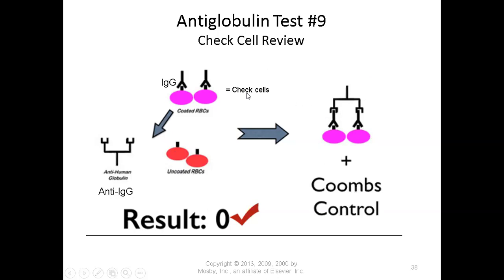So this is basically added to ensure that AHG was added, the AHG is functioning. And what it tells us is that it's truly a negative test for whatever we were testing, whether it's a DAT or an IAT.